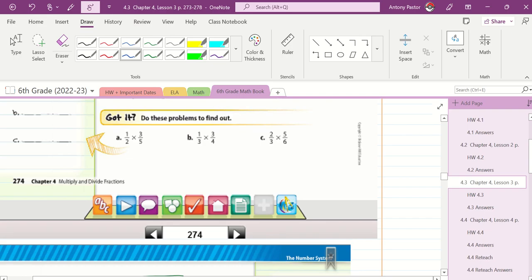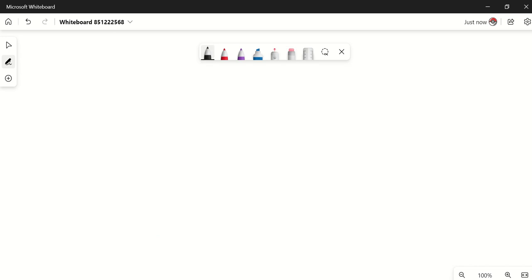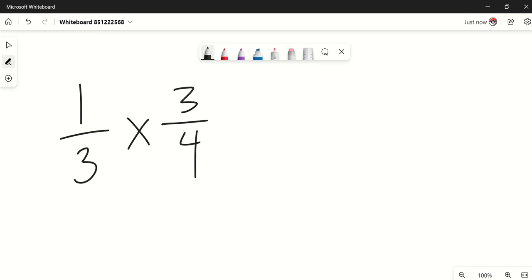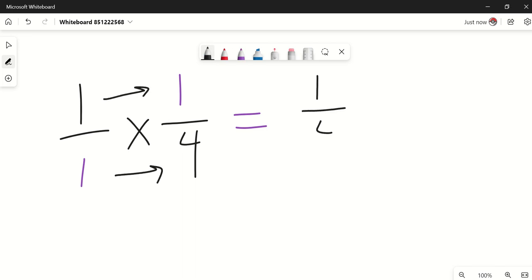1/3 times 3/4. Now, using cross simplification, I can easily make these two 3's 1 because they're the exact same number. Let's go ahead and use simplification here, and then I'm going to use the regular method to show you how to do this without doing this. 1 times 1 will be 1. 1 times 4 will be 4.